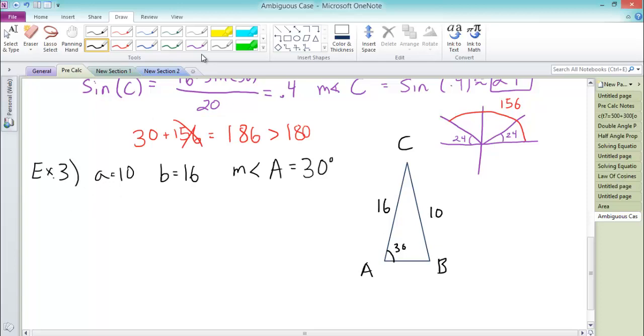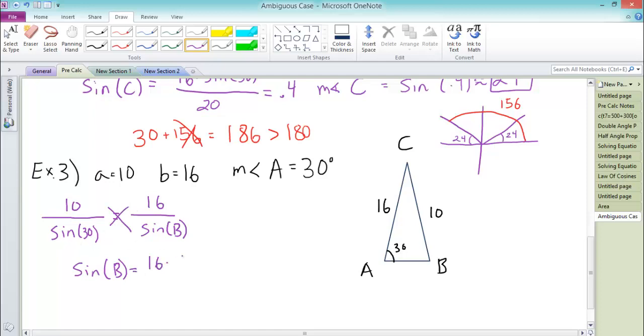Setting up our law of sines, which we'll stick with the tradition and do in purple, we get 10 over the sine of 30 is equal to 16 over the sine of angle B. Solving for the sine of angle B, we crisscross multiply and then divide, and we get that it's 16 times the sine of 30 all over 10. Typing that into our calculators, we get 0.8.